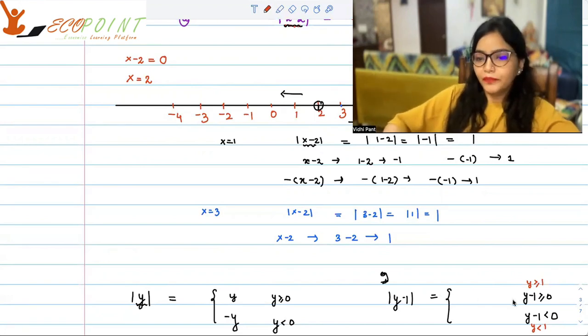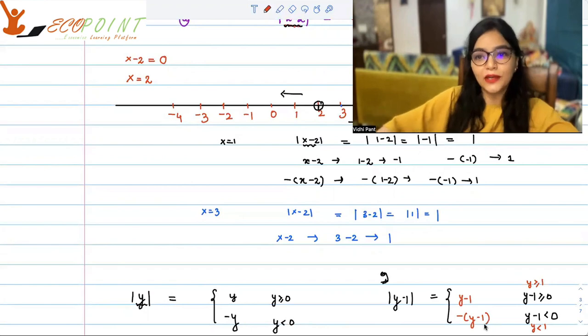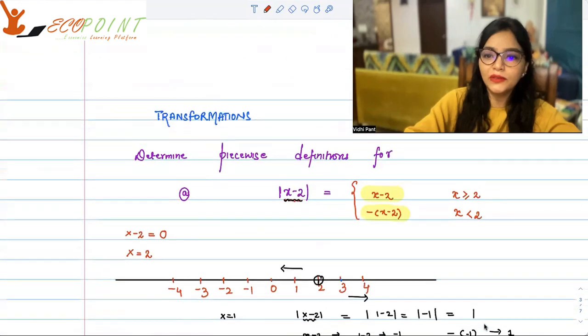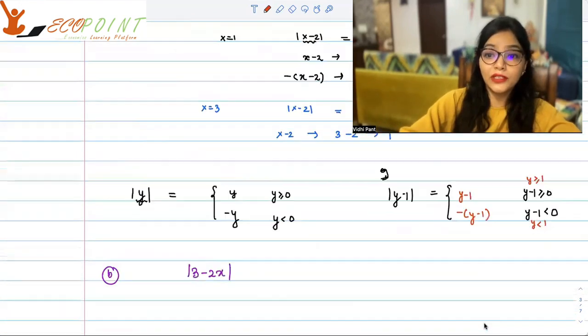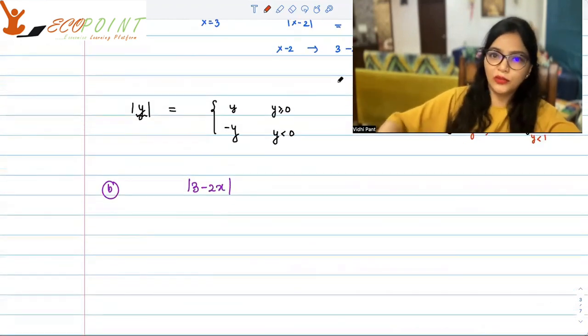We've done it before. So when y minus 1 is greater than or equal to 0, we know whatever is inside comes out as it is. And when y minus 1 is less than 0, the negative of whatever is inside comes out. So which means that y minus 1 comes out when y is greater than or equal to 1. Minus of y minus 1 comes out when y is less than 1. And the same thing happened here.